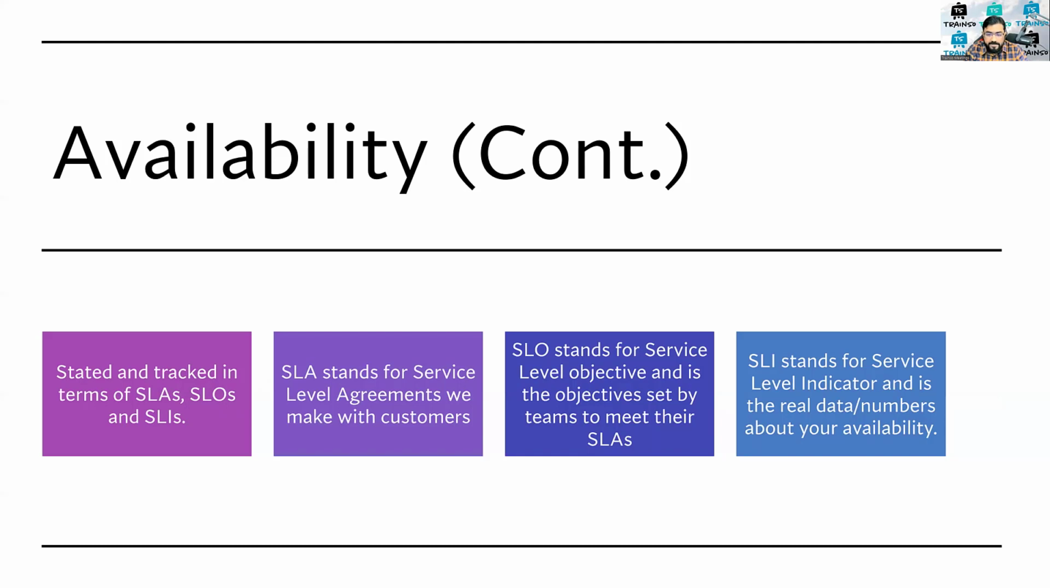SLO is the objectives set by the teams. So I cannot simply say that, okay, I will give you 99% availability and then my system will automatically provide those things, right? So I need to have some objectives to make sure I meet that SLA, whatever I had promised. And also, you need to have some kind of indicator to track these things. And SLI stands for service level indicator and is the real data or numbers about your availability.